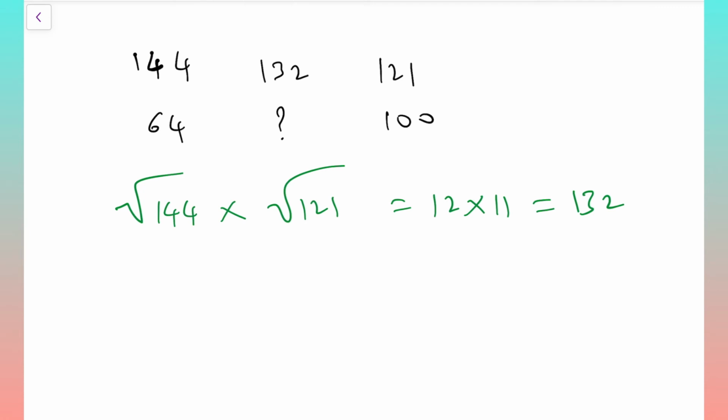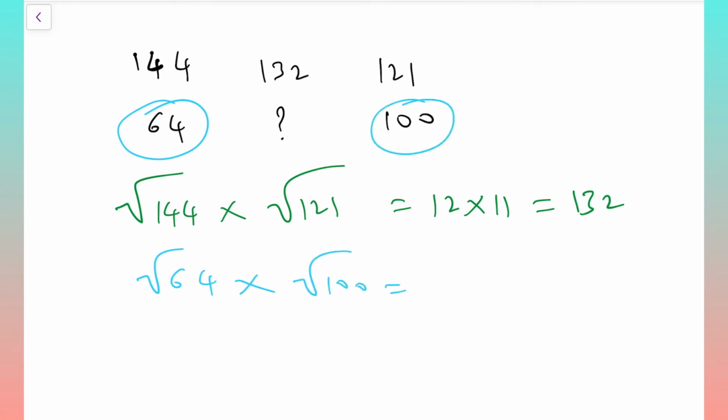Next, second row if we take square root of 64 into square root of 100. Square root of 64, 8. Square root of 100, 10. So 8 10s are 80.